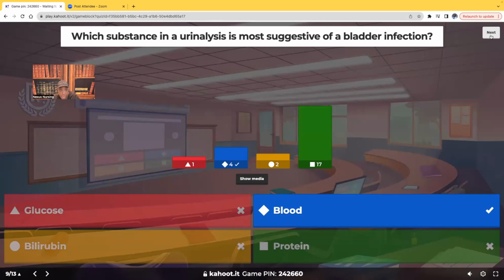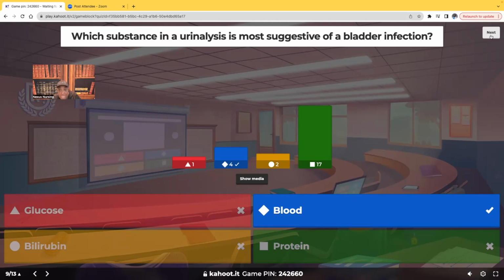Now let's go through the wrong answer choices. Glucose. You're not supposed to have glucose in the urine. But if you do see glucose in the urine, that would be suggestive of possibly what? Diabetes, right? How about bilirubin? Two people chose bilirubin. You see bilirubin in the urine, you should be thinking possibly there's liver dysfunction, or maybe something's going on with the gallbladder.